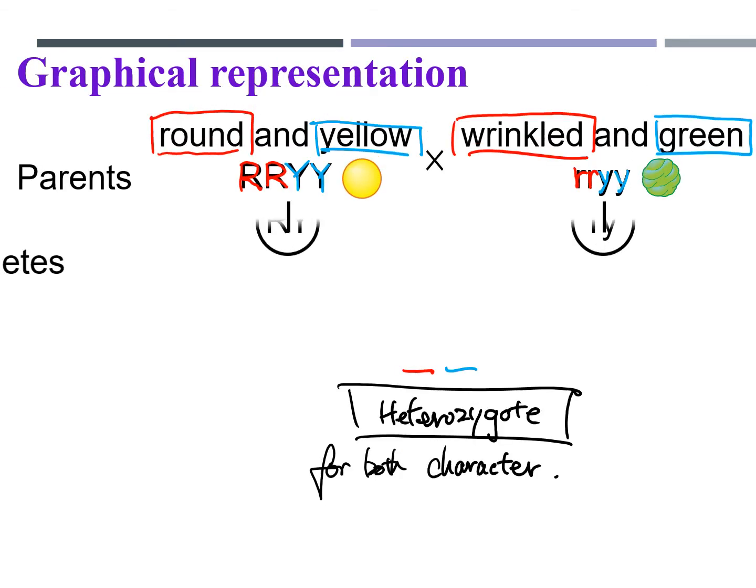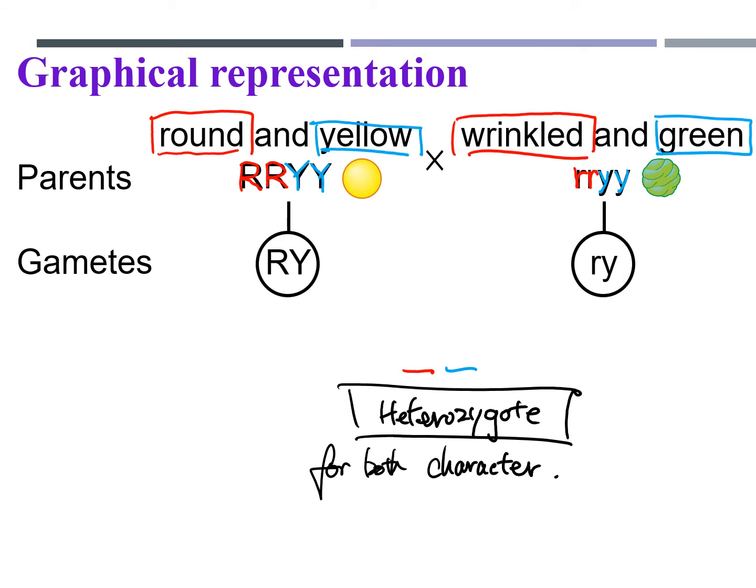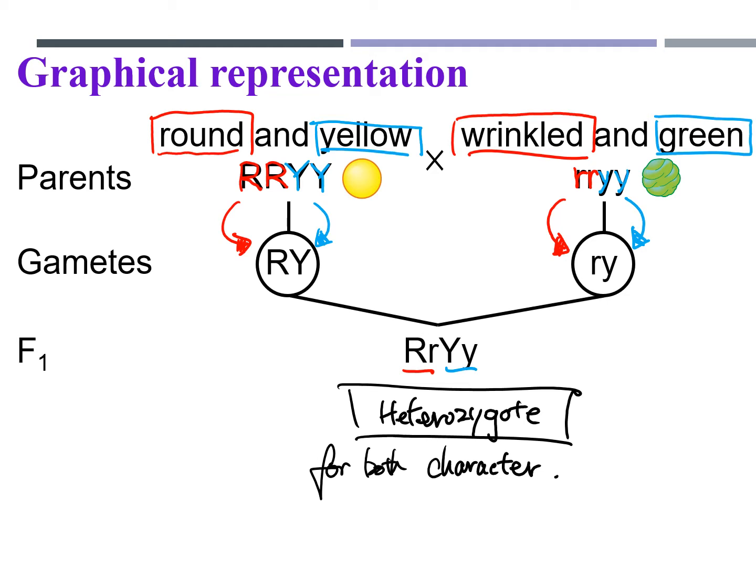The round and yellow seed parent is going to give one allele of round and one allele of yellow to the gamete, while the wrinkled and green parent is going to give one allele of wrinkled and one allele of green to the gamete. After they fertilize to give the F1 generation, you get a big R, small r, big Y, small y combination, heterozygous for both characters.